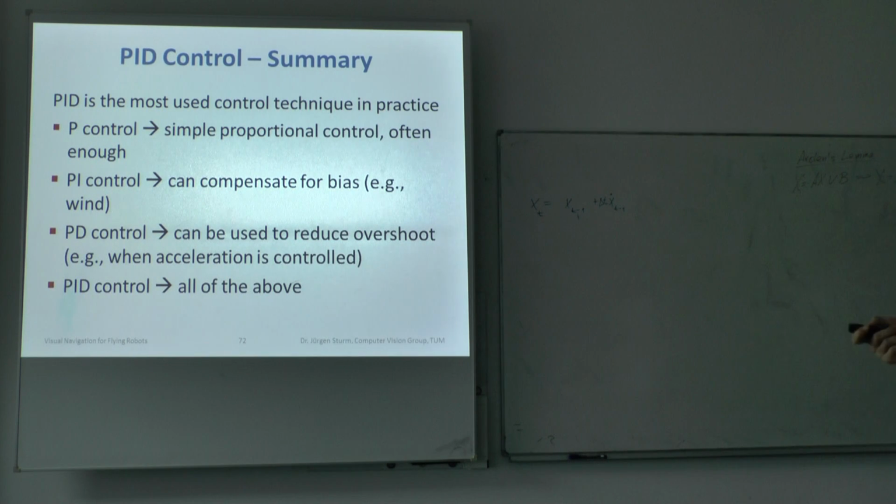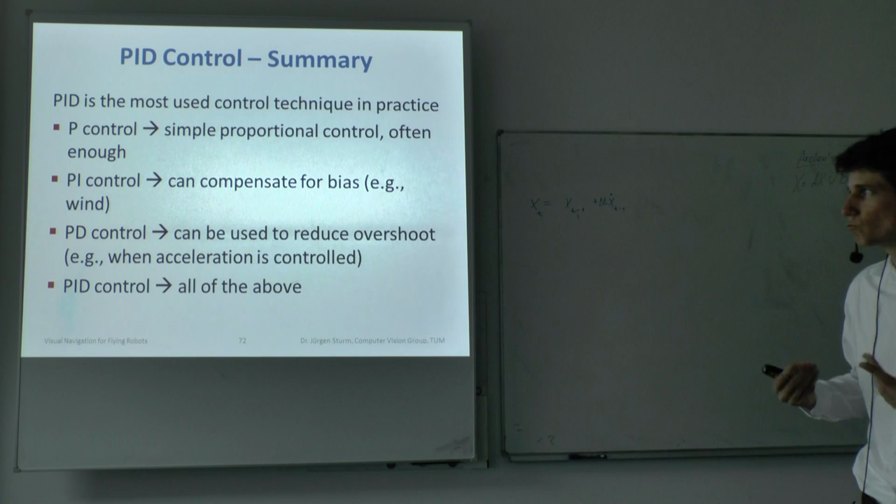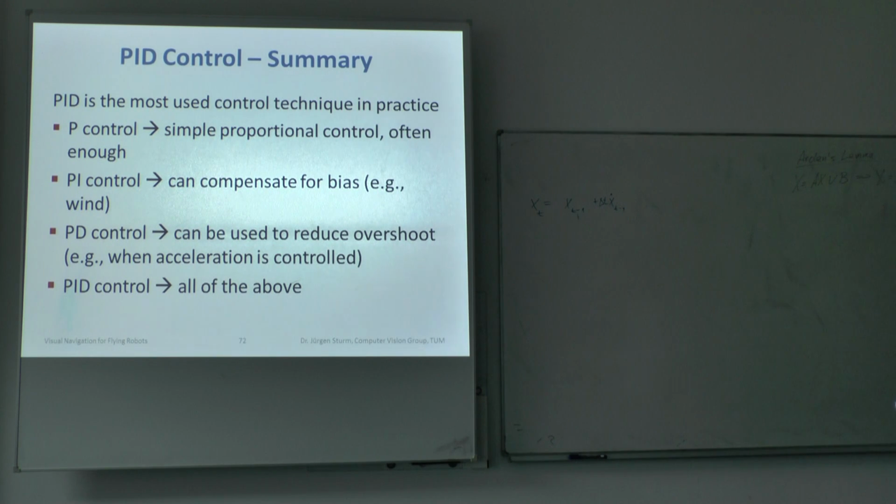True. So just to summarize this a little bit, we've seen P control is often enough, but it just does proportional control, so it might suffer from oscillations and systematic biases. The integral part can compensate for such a bias. The differential part can be used to reduce overshoot, to make sure that the speed at the goal location is 0, and the PID control can do all of the above. And PID control is the mostly used method for control.